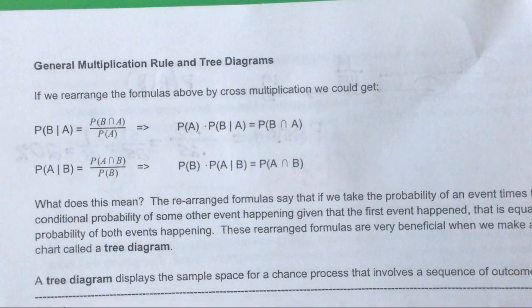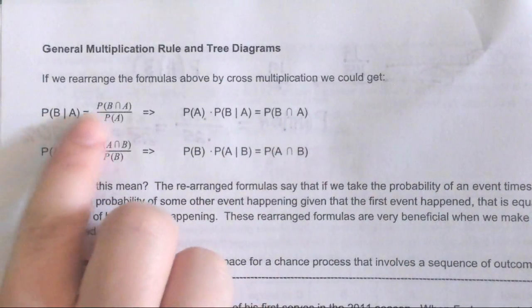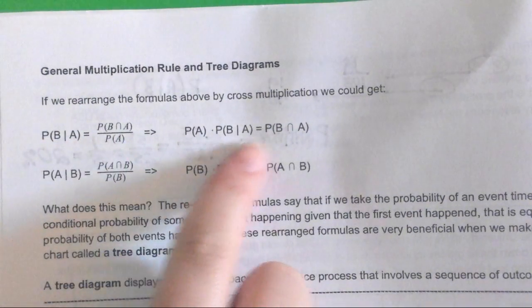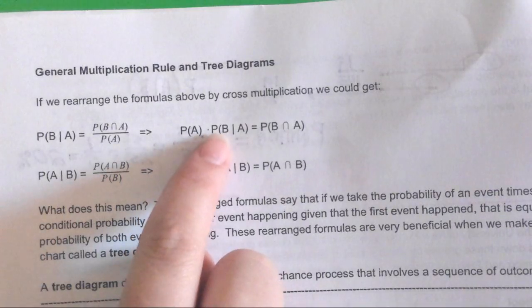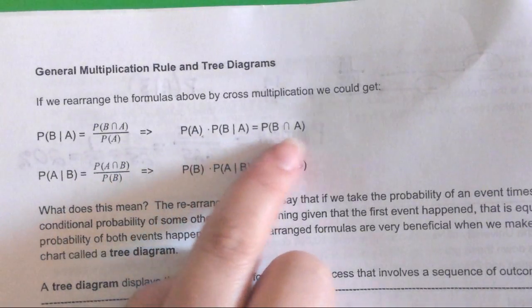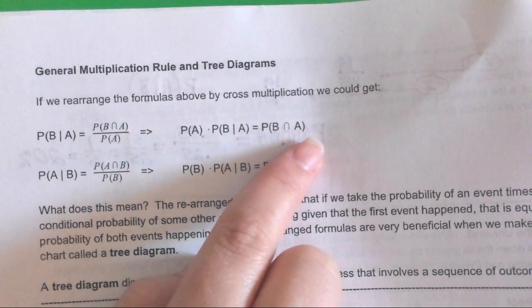There are some more rules we can learn about that you don't actually need to memorize. So they're saying, if we were to rearrange this formula, we could solve that to find the intersection. So if we knew the probability of A times the probability of B given A, we would know the probability of the intersection between the two.